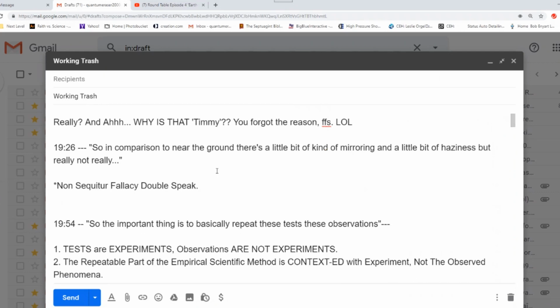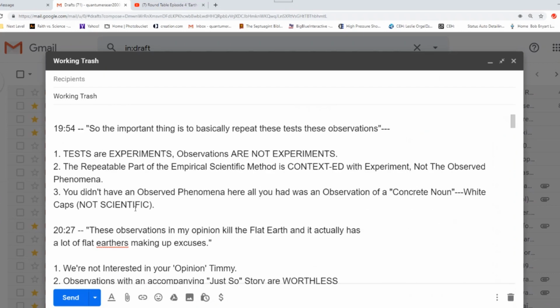Unbelievable. 1926. So in comparison to near the ground, there's a little bit of kind of mirroring and a little bit of haziness, but really not really. You want to try that one again? Non sequitur fallacy doublespeak.